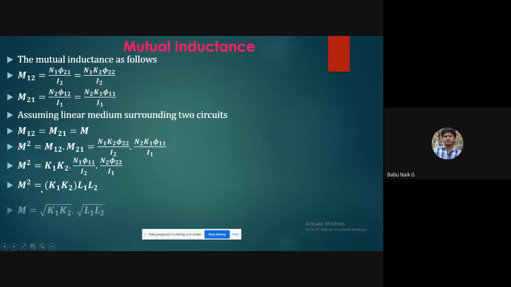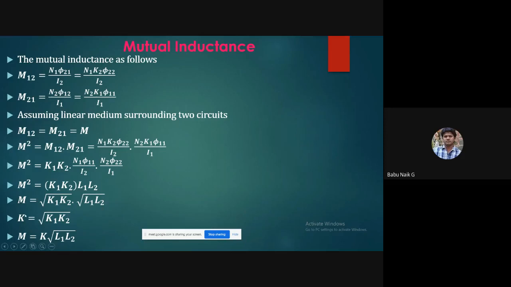Now M you can calculate after this, by taking the square root. So the constants K1 and K2, then the square root of L1 and L2 here. So here let us consider K as the constant, which is the square root of K1 and K2, between circuit 1 and circuit 2. Okay.